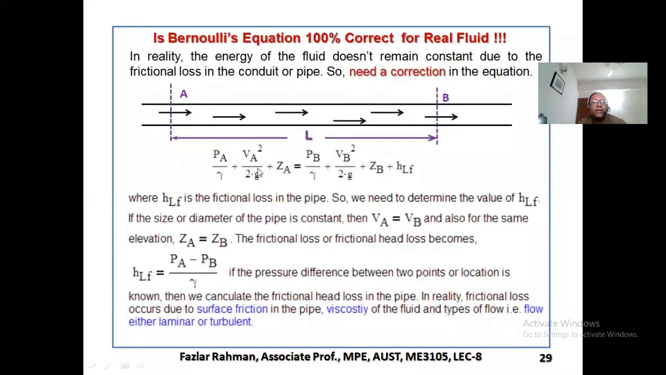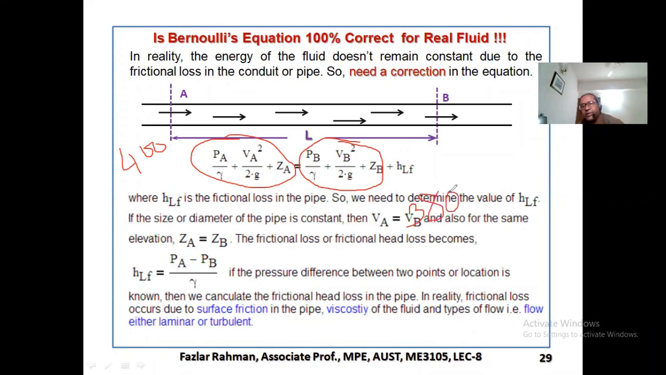So what happened actually right over here? Say the total summation right over here is 400. Right over here, the total summation is 380. So how much is the frictional loss? It is 20.